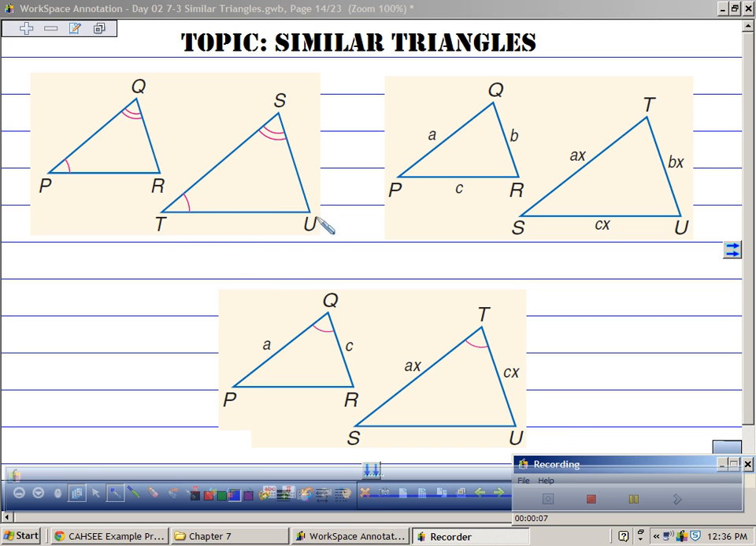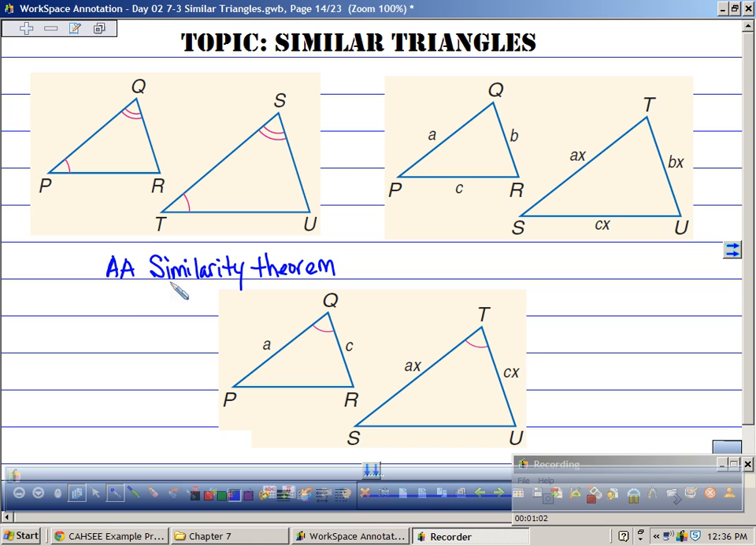Okay, so we have something that we do that's also similar to that with similar triangles. So what do you think I would use for these two triangles being similar? Angle, angle, similarity theorem. Good question, Russ is way ahead of me. Why do we only use angle, angle?